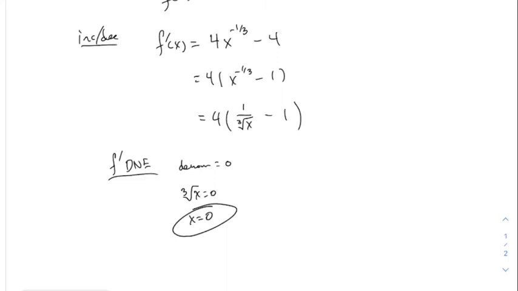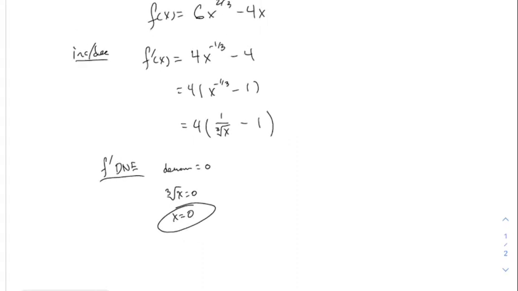And then what else? I also need to say when f prime equals 0. This is a little more work, but not so bad. 1 over cube root x minus 1. We set the whole first derivative equal to 0 and solve for x. How would I solve for x? First of all, let's just divide both sides by 4. The 4 will just disappear because it's a 0 on the other side. 1 over cube root x minus 1 equals 0. How about add the 1? 1 over cube root x equals 1.